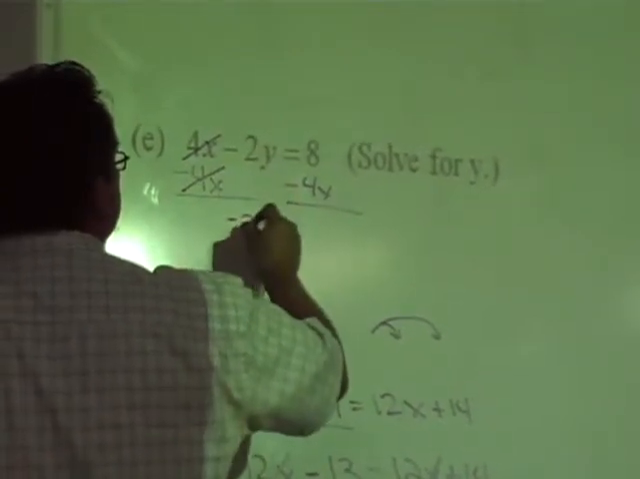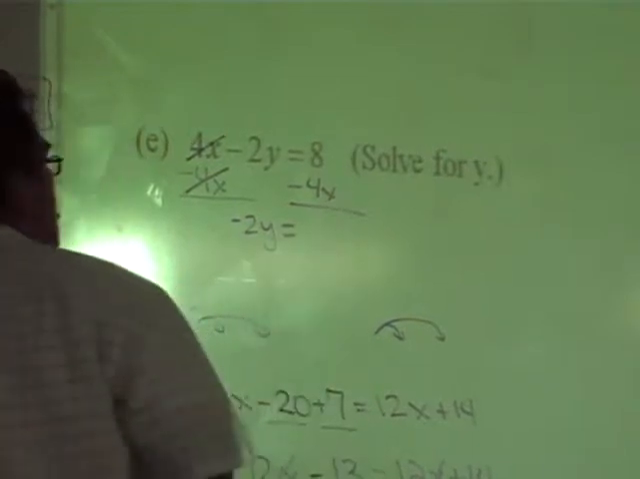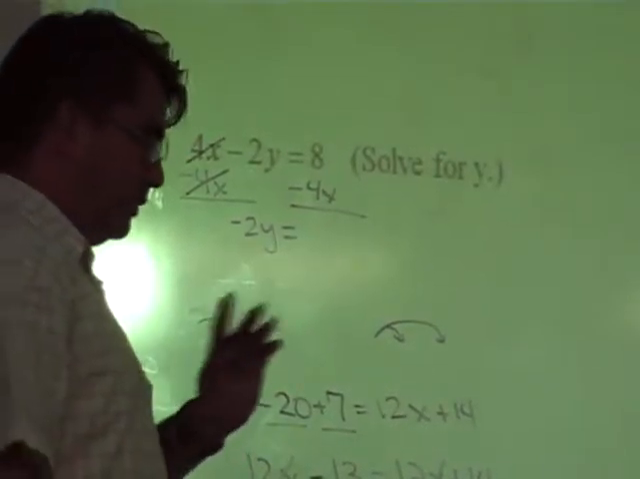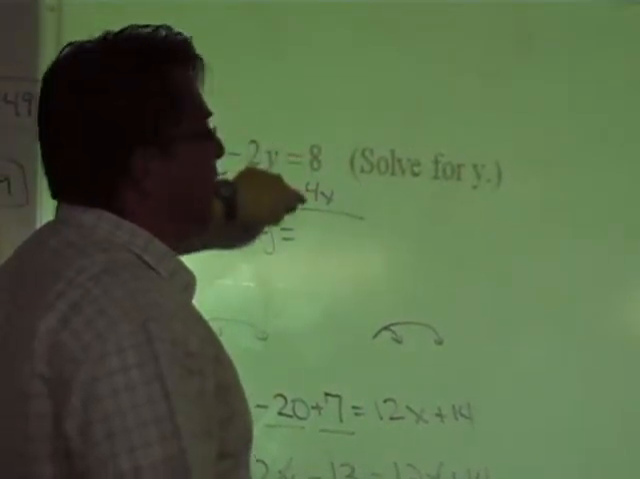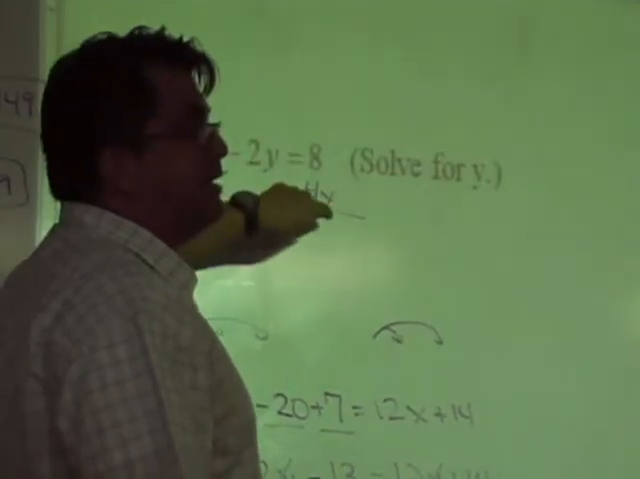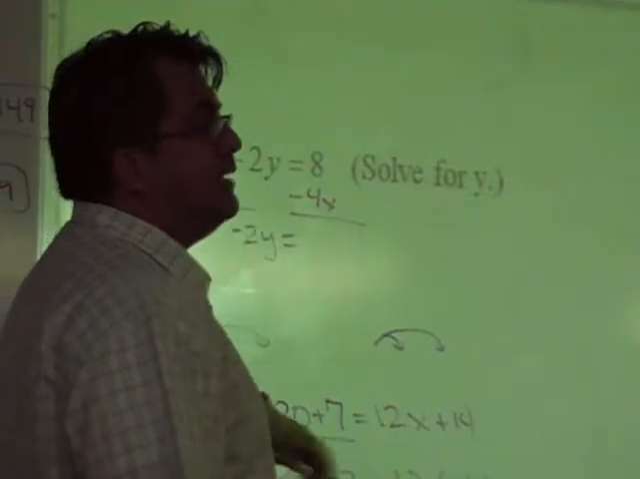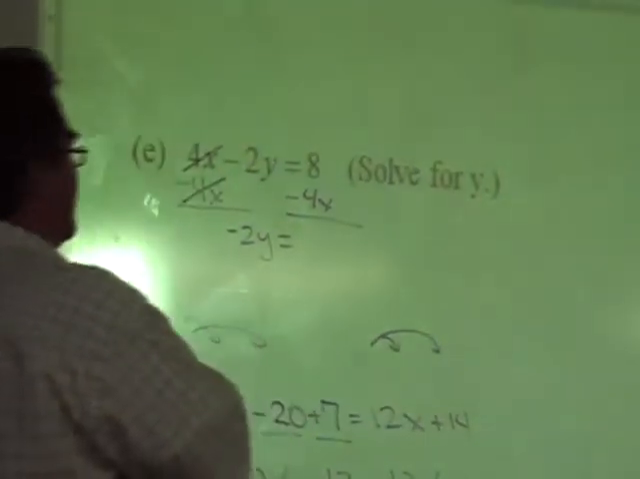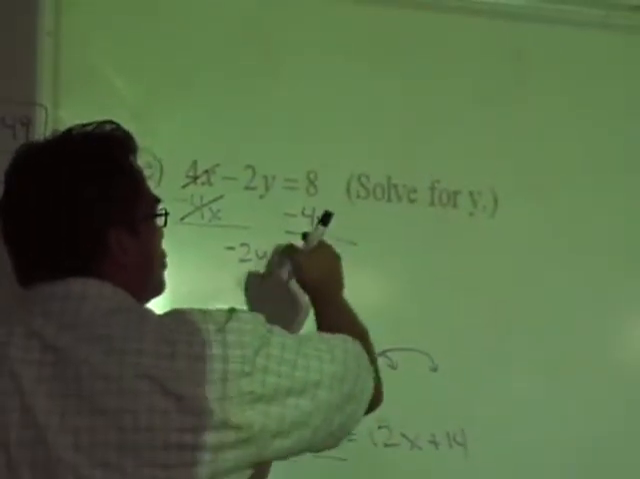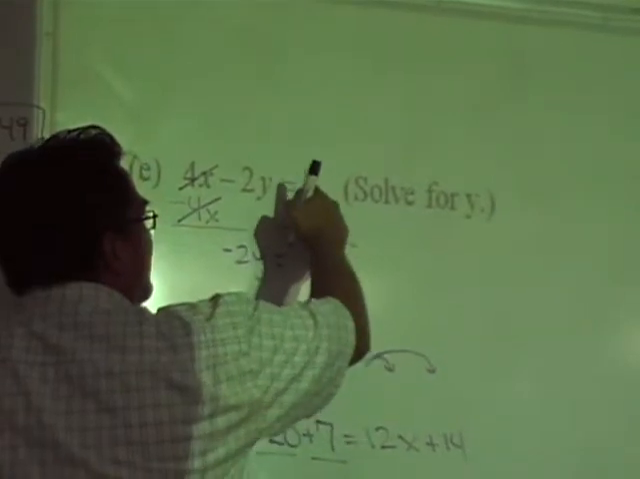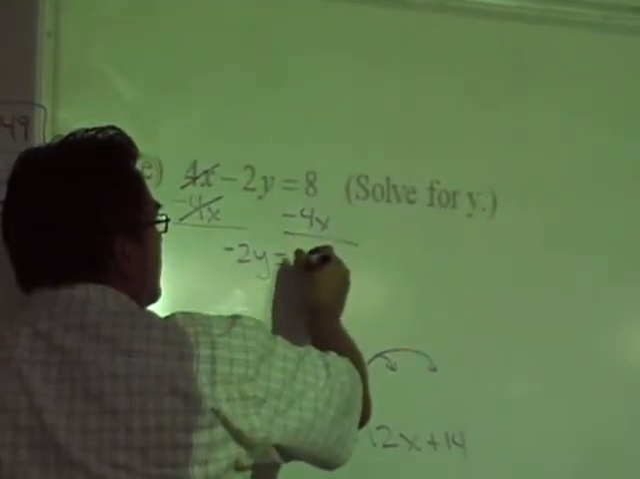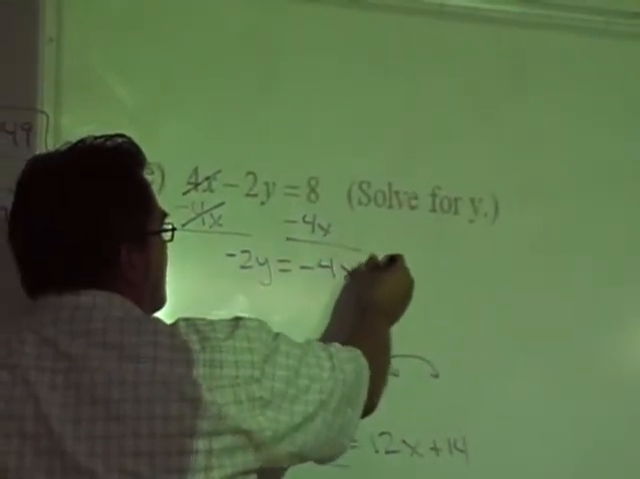We're going to have negative 2y equals. On the right-hand side, I don't care if you write 8 minus 4x. That would be perfectly okay. They're not like terms, so you cannot combine them into a single term. But because of the work that's coming up ahead, I want you to start getting used to seeing it this way. I have a positive 8 and a negative 4x. I would write negative 4x plus 8.